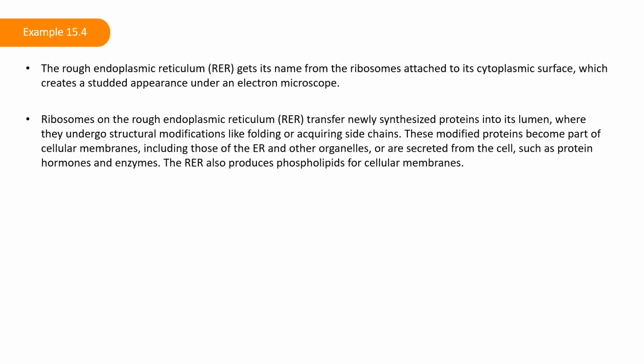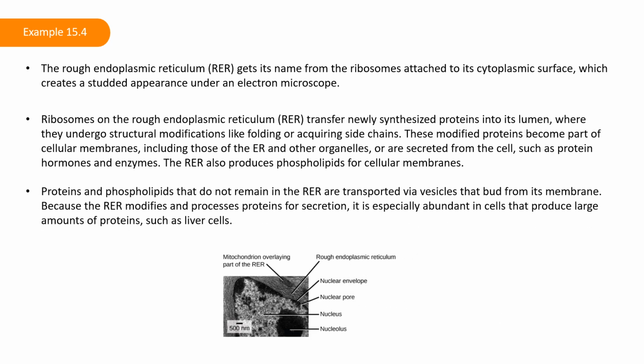These modified proteins become part of cellular membranes, including those of the endoplasmic reticulum and other organelles, or are secreted from the cell, such as protein hormones and enzymes. The RER also produces phospholipids for cellular membranes. Proteins and phospholipids that do not remain in the RER are transported via vesicles that bud from its membrane. Because the RER modifies and processes proteins for secretion, it is especially abundant in cells that produce large amounts of proteins, such as liver cells.